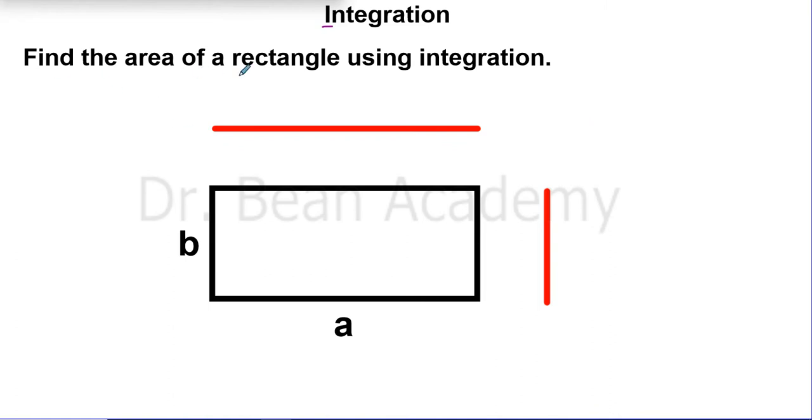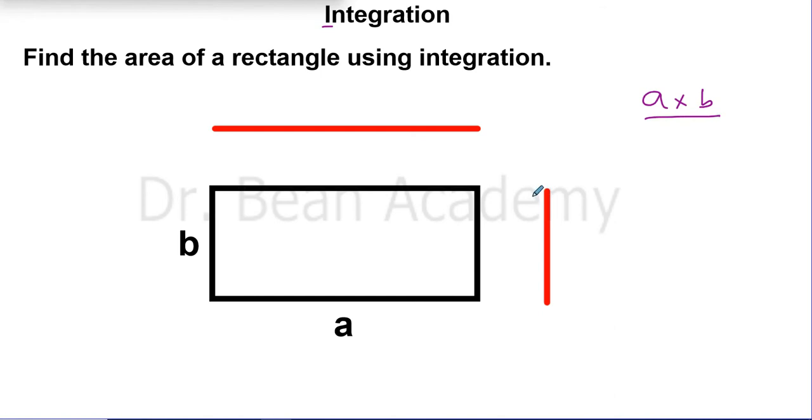Find the area of a rectangle using integration. So we have a rectangle here, length is a, width is b. Of course, we know the area of this rectangle from our geometric formulas. It is a multiplied by b, that is the area.